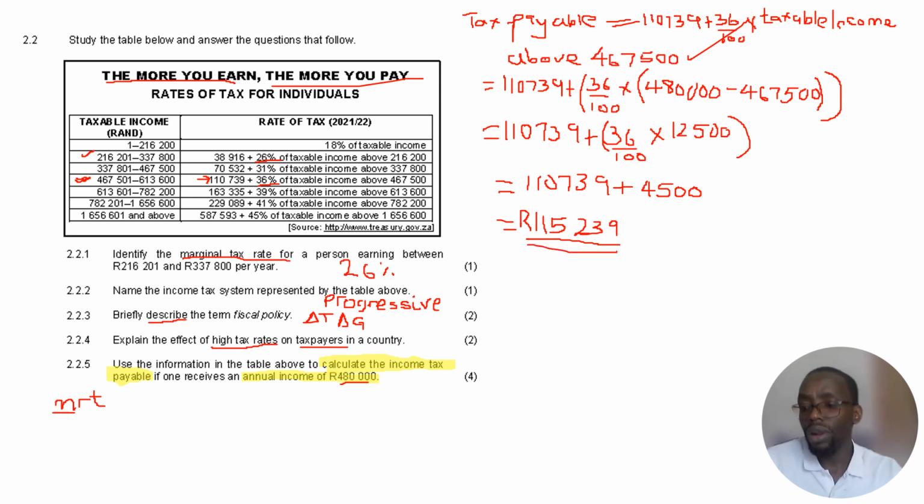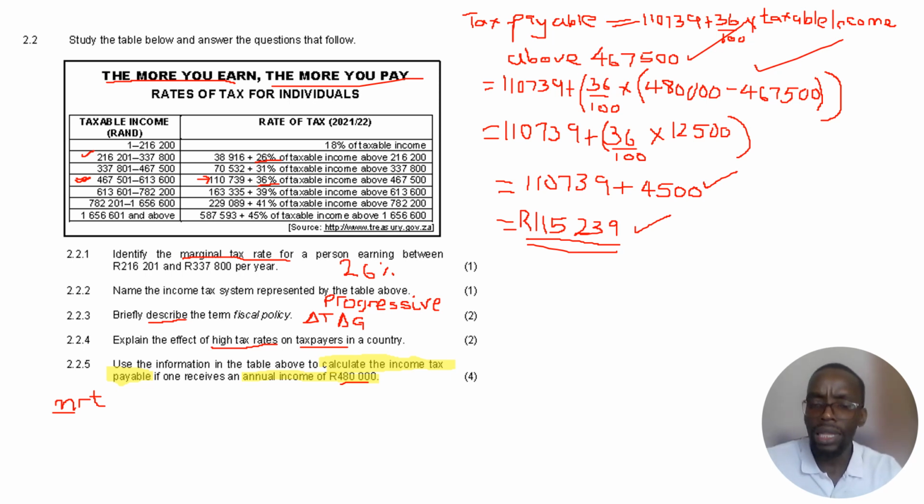Remember now, if you have done this, then you have completed. And then the marks: for calculating 36% of 12,500, you get a mark there. Here for substitution into the formula, you get a mark. And then the other mark was for giving us the formula. So this is how the 4 marks were going to be awarded.